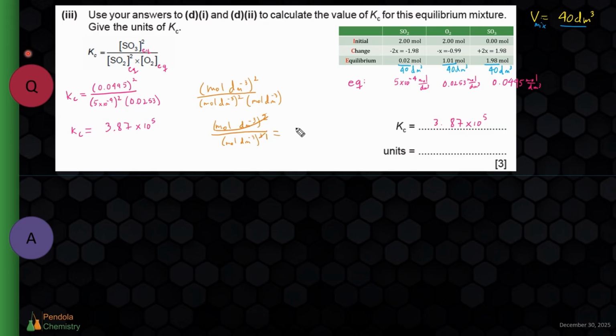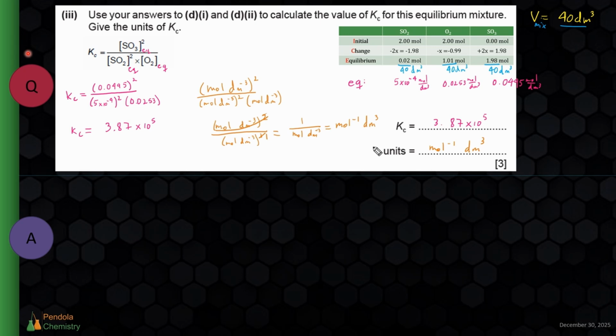So what we get is 1 over moles dm to the negative 3. Well, 1 over moles dm to the negative 3 is the same as saying moles to the negative 1 dm to the third. So our answer here, our units, is moles to the negative 1 dm to the third, because the 1 over moles dm to negative 3 flips those numbers. It flips the exponent signs, and we get this.